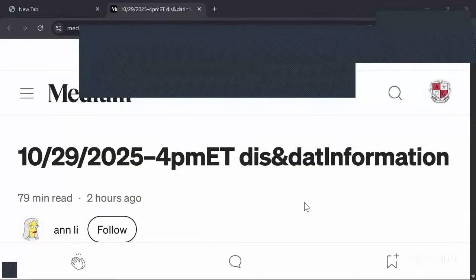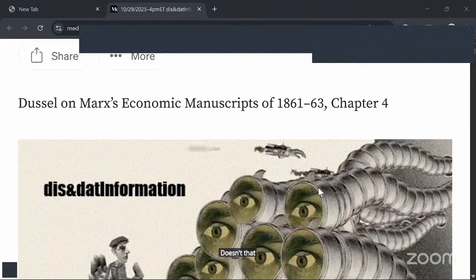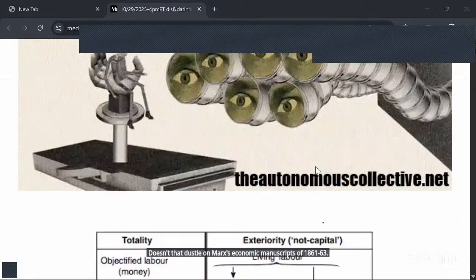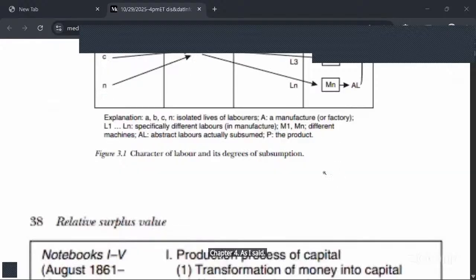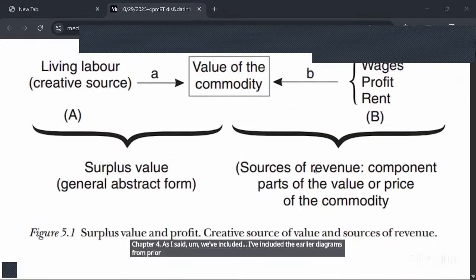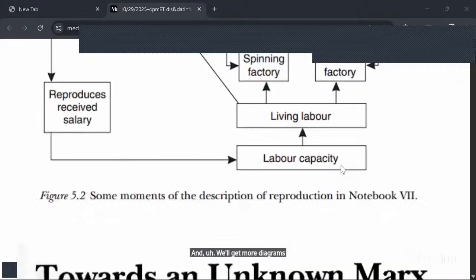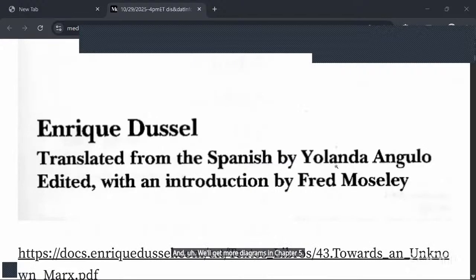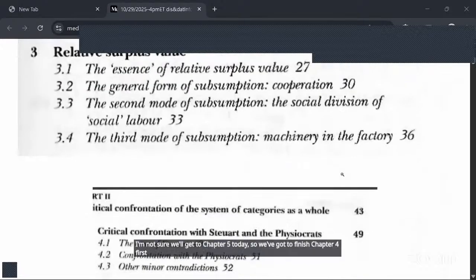Welcome. 29 October. This and that. Dussel on Marx's economic manuscripts of 1861 to 63, chapter 4. As I said, I've included the earlier diagrams from prior chapters, and we'll get more diagrams in chapter 5. I'm not sure we'll get to chapter 5 today, so we've got to finish chapter 4 first.